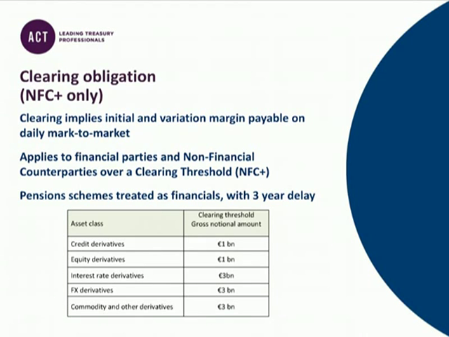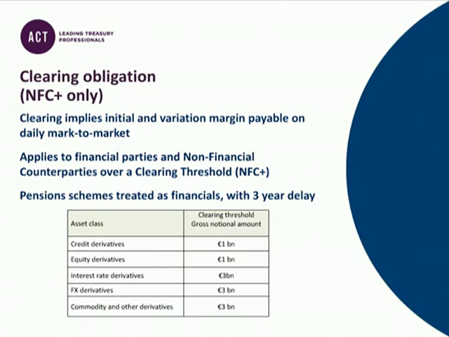That will be in the form of initial margin, which could be, say, 5% or so of the nominal amount of your deals, plus a variation margin based on the daily mark-to-market. Now, this clearing obligation only applies to financial counterparties and non-financial counterparties over a certain threshold, this clearing threshold. And we call these NFC pluses. Pension schemes, by the way, are treated as financial counterparties. The thresholds are shown in the box here.